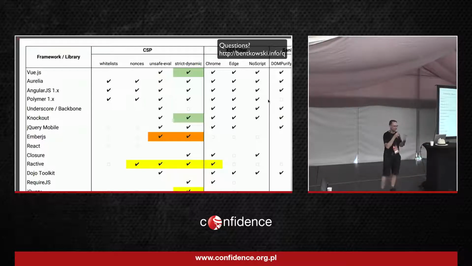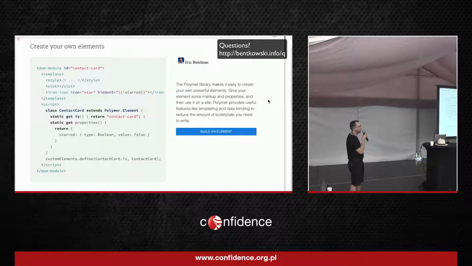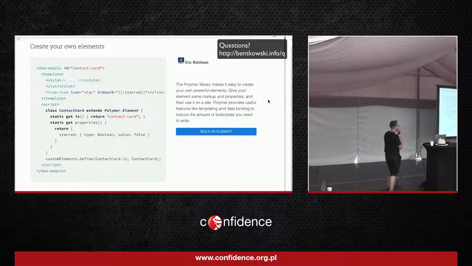So let's have a look at how Polymer works. Polymer makes it possible to use something that is known as web components. So you can define a component yourself. For example, here we have a component called contact-card.